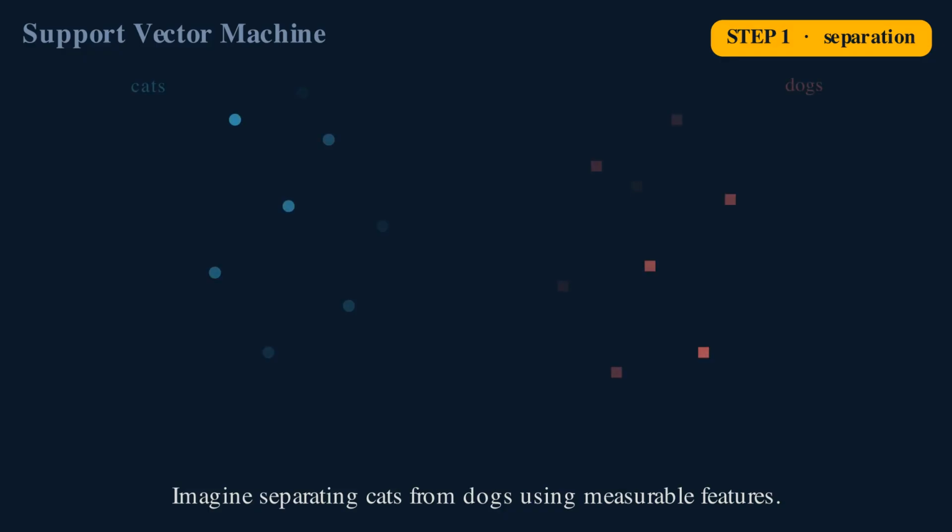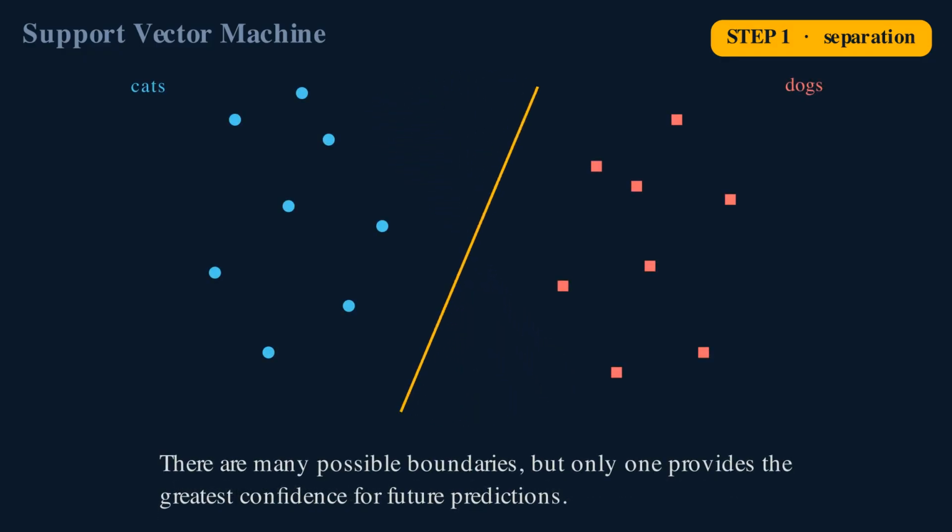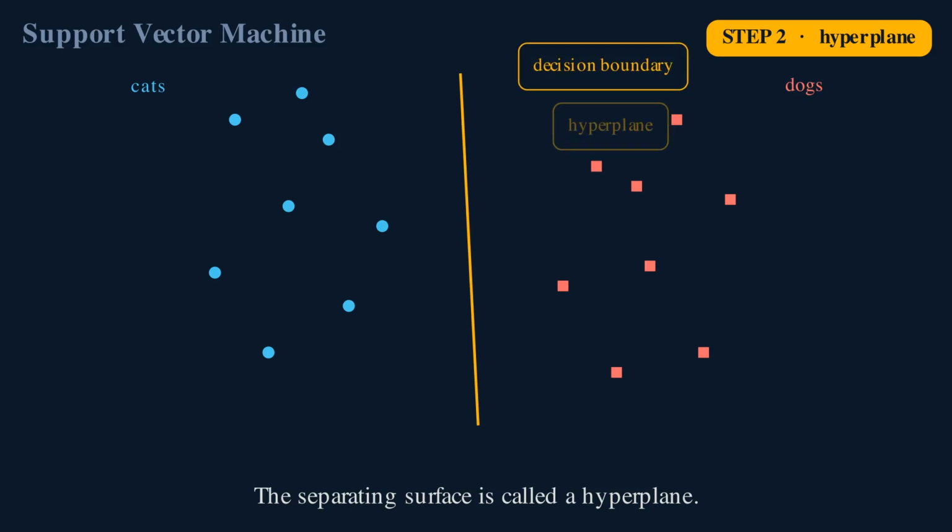Imagine separating cats from dogs using measurable features. There are many possible boundaries, but only one provides the greatest confidence for future predictions. The separating surface is called a hyperplane.